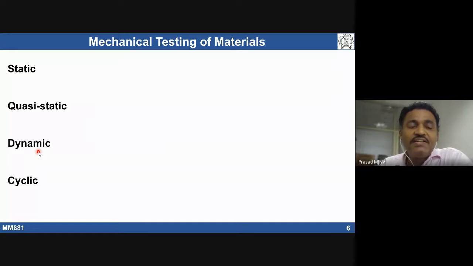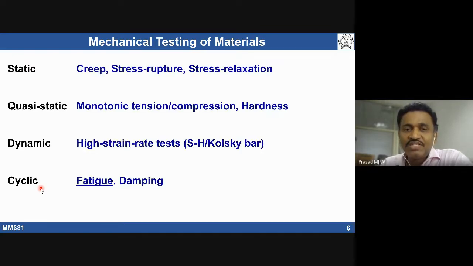The strain rate is very high, like 10^3 per second, 10^8, 10^10. Typically high strain rate tests come under the category of dynamic testing. Cyclic testing also comes under some kind of dynamic testing, but here the stress or strain is going to be cycled. That's called cyclic testing. So these are a kind of examples.